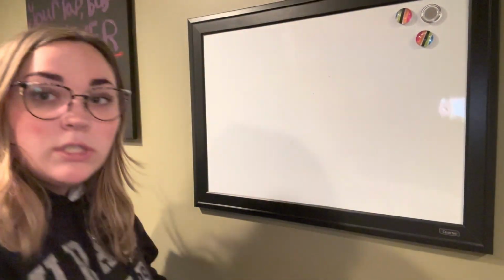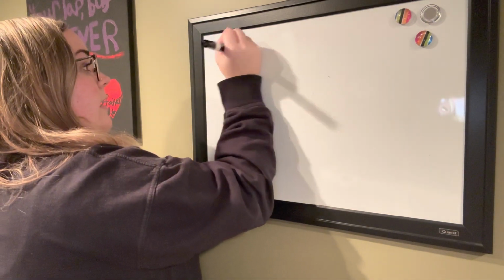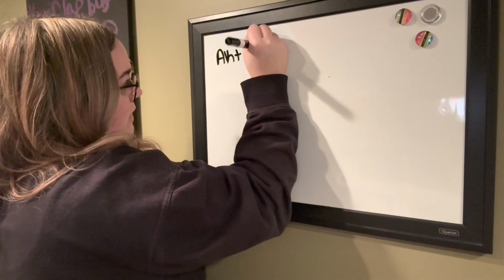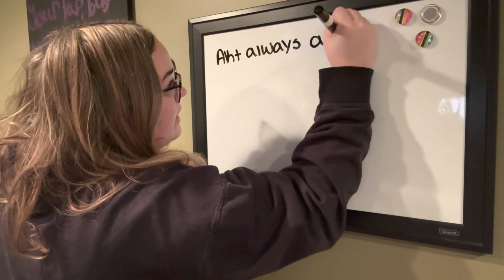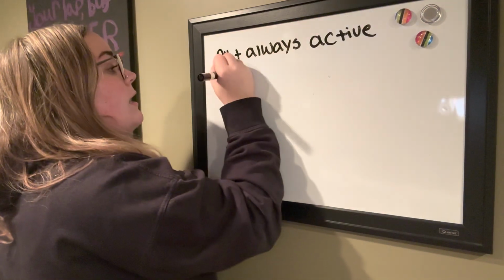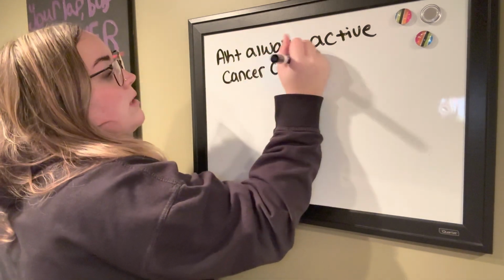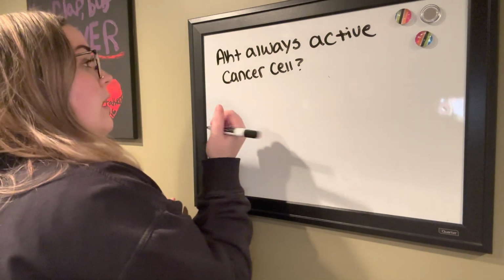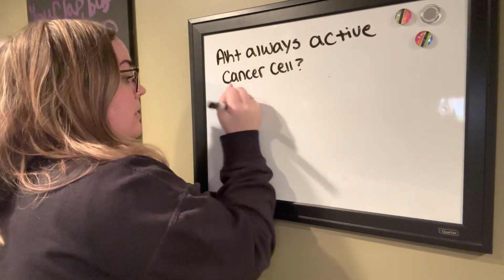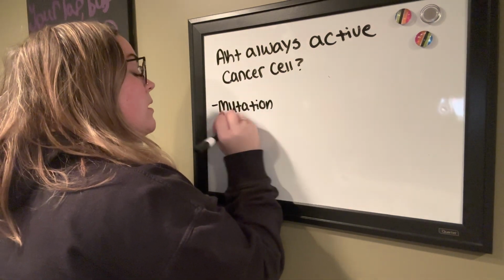So the first question that we're going to be going over is, what does it mean when AKT is always active in a cancer cell? That is going to mean that there is a mutation in the pathway.